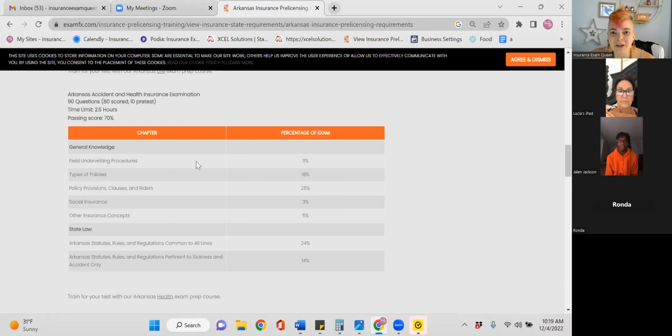Then you have the field underwriting, which, like I said earlier, we're not covering today, but I will include a recording of it. In fact, it is in your silver class as well. That's the completing the app one. It's listed there in the silver. Types of policies, that's going to be the disability, the medical, the HMO, the PPO, and we're going to be covering that this afternoon. So we're going to be hitting all your big topics for you today.